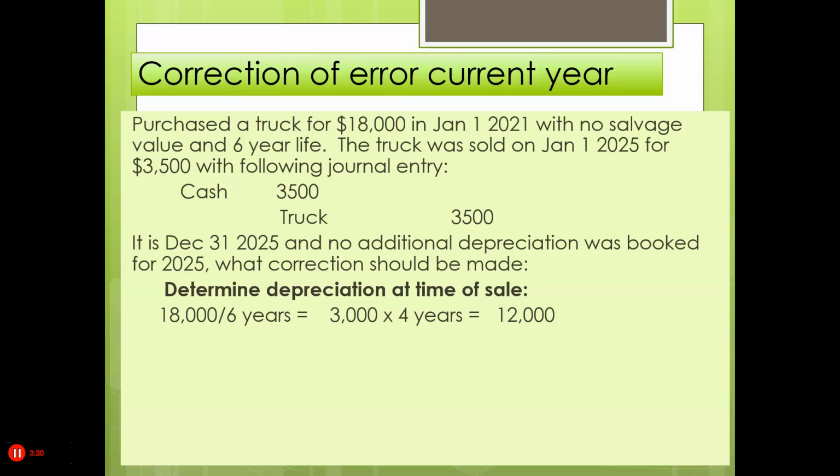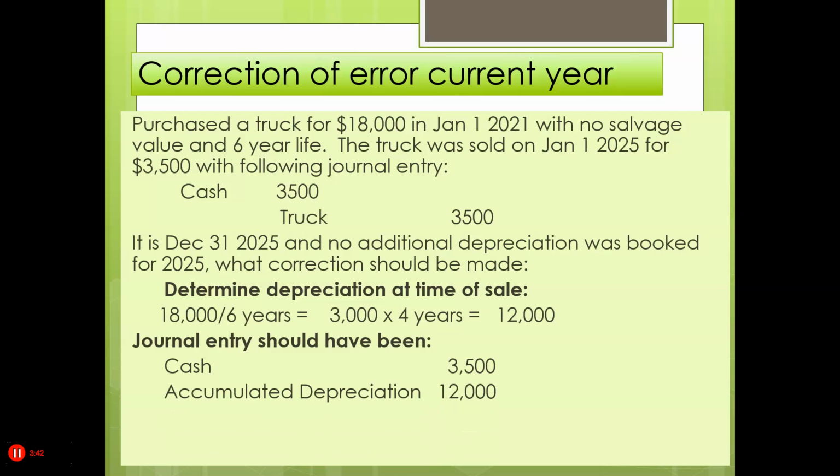Well, we should have figured the accumulated depreciation. We would have gotten cash. We would have taken the accumulated depreciation off the books. We'd have taken the truck off the books, and we would have shown a loss of $2,500. Now that's what the entry should have looked like.